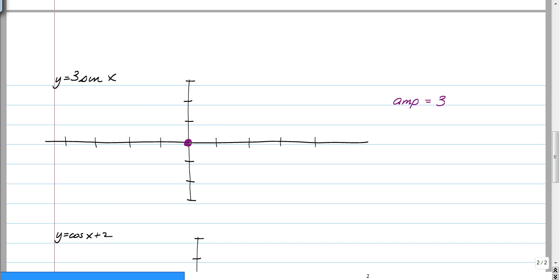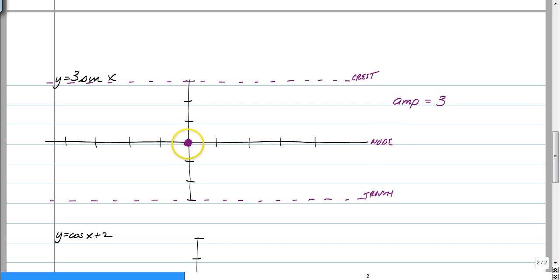But now this is a little tip for you. An amplitude is how far you are away from your starting line. So our x-axis is here. Our top is going to be 3 units above, and 3 units below will be your bottom of this graph. This is actually called your crest and your trough. And this center line is actually known as your node line.